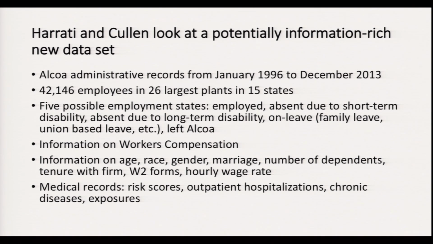They have information on workers' comp, which they haven't made use of, but could be used in this way. And then they talk about characteristics of the firm. In this presentation, they talk about hourly wage rates and W-2 forms and all that, which is really exciting, but they don't use that at this point in the paper. What's really great about this data is the medical record stuff, the risk scores, the outpatient hospitalization. I think with those data, you could actually pinpoint when this event that we're talking about actually occurs, and you could start with that and move forward.